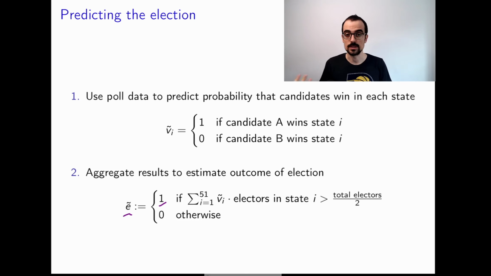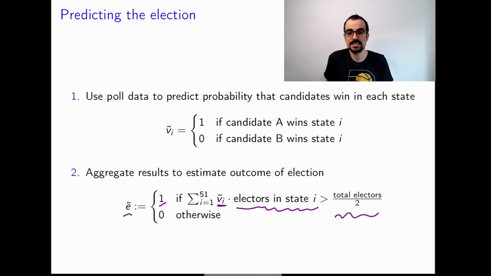What do they need to do to win the whole election? They need to get more electors than the other candidate. This is represented as follows. We're going to multiply each vi, which is equal to 1 if candidate A wins and 0 otherwise, by the number of electors in the corresponding state, and then we're summing them over the 51 states. So this basically gives us the number of electors won by candidate A. If that number of electors is larger than half of the total electors, then that candidate wins the election.